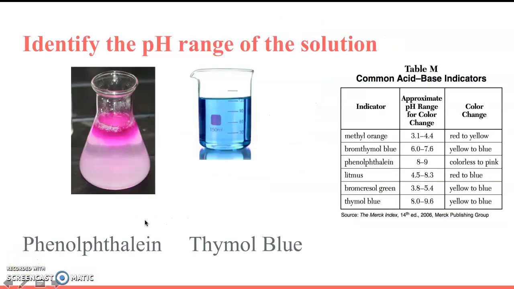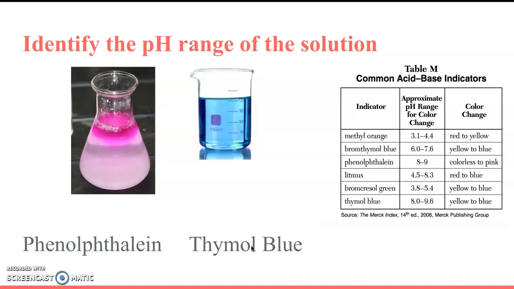Alright, let's do another type of question. So here we have: identify the pH range of a solution. I inserted a couple pictures here. We're going to imagine that in this beaker and in this Erlenmeyer flask we have the same exact solution, and we're doing two different pH tests. The first we're doing phenolphthalein, the second we're doing thymol blue.